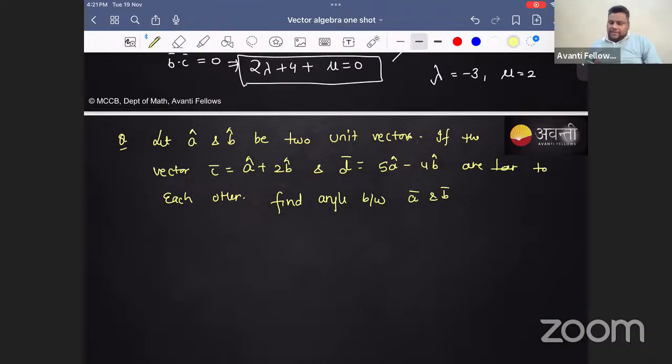So A cap and B cap be two unit vectors. If the vector C, which is A cap plus 2B cap, and D, which is 5A cap minus 4B cap, are perpendicular to each other, then find the angle between A cap and B cap. Anybody? Quickly solve it.